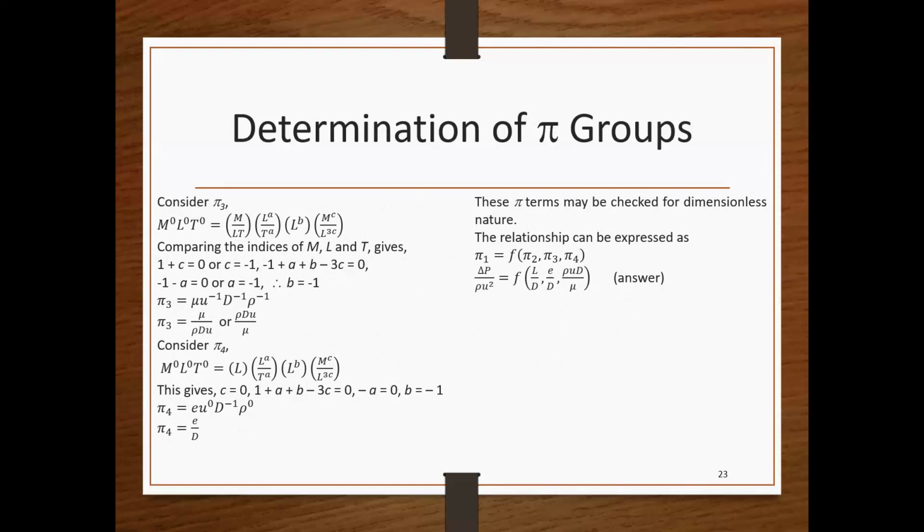These pi terms may be checked for dimensional nature. So the relationship can be expressed as pi 1 is equal to F of pi 2, pi 3, pi 4. So delta P over rho U squared is equal to F of L over D, E over D, rho U D over mu. So this is now your answer.